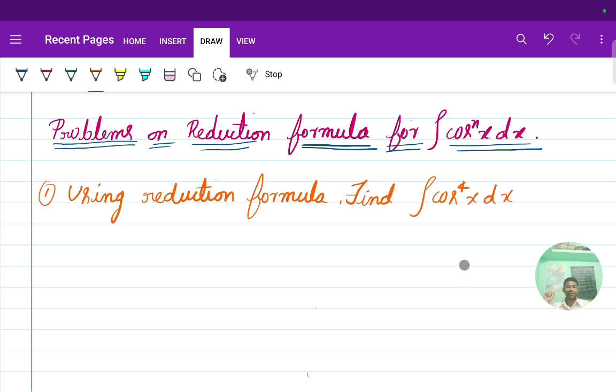Let's start today's lecture, which is about the problems on reduction formula for integration cos power nx dx. In the previous lecture, I already explained the reduction formula for integration cos power nx dx. If you have not yet watched that video or lecture, please go through that once.